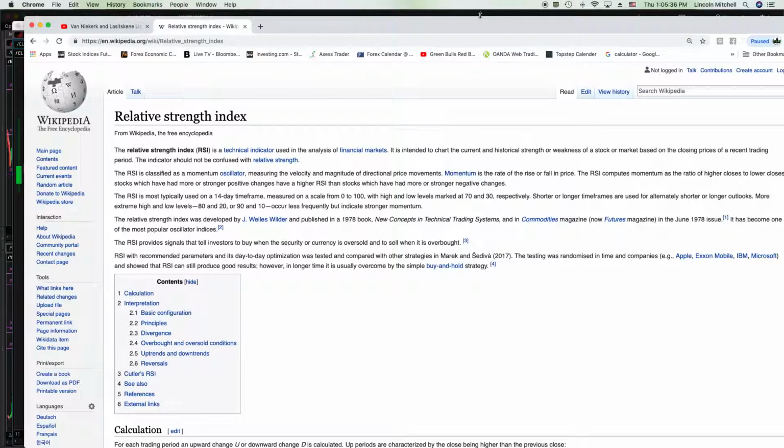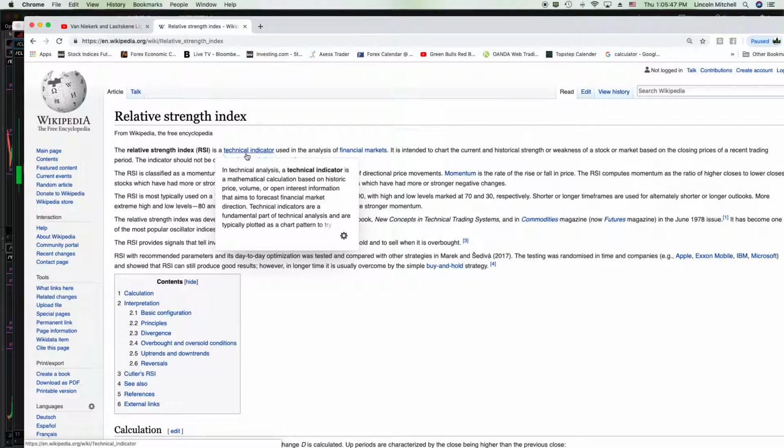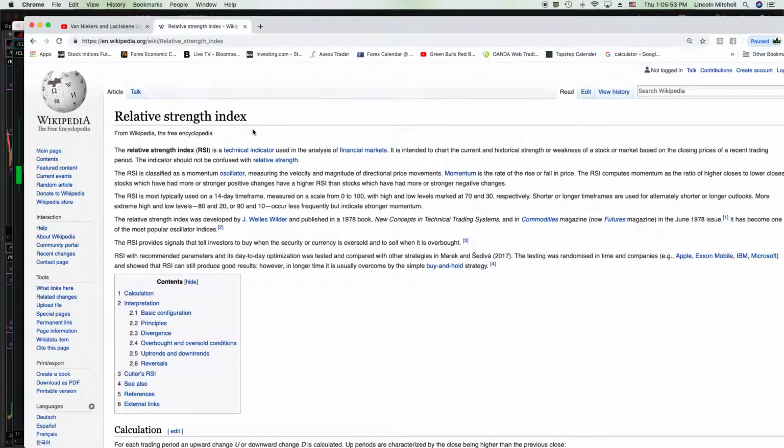It was developed by J. Wells Wilder, but I just want to point out some things in this one. We're going to start right here. The relative strength index (RSI) is a technical indicator. Basically, y'all know what that means. It's using price, see that historical price, used to analyze the financial market. It is intended to chart the current and historical strength or weakness of a stock or market based on the closing price. Remember that it's based on the closing price.